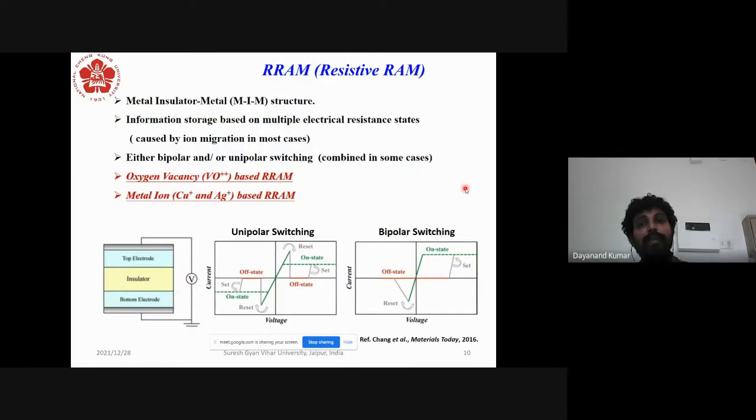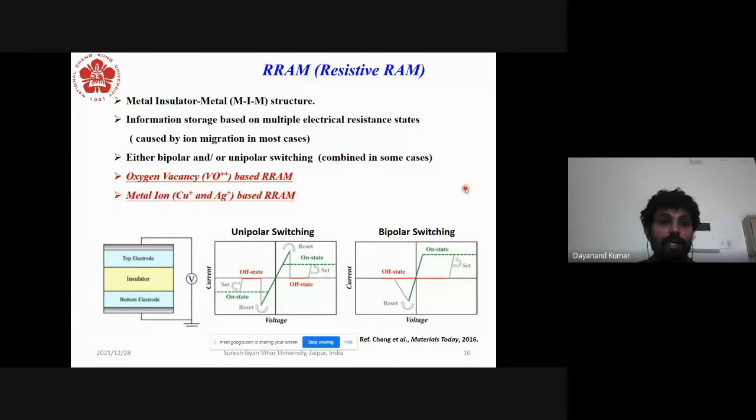So here, basically we come to the RRAM, because our topic is basically RRAM or memory for artificial intelligence systems. So if you see, the RRAM is a metal-insulator-metal structure. It is a very simple structure compared to other memory devices. So in the metal-insulator-metal, the insulator might be HfO2, MgO, Al2O3, any kind of insulator you can use. Metal, Cu, Ag, and Pt also, TiN and Ti electrode.